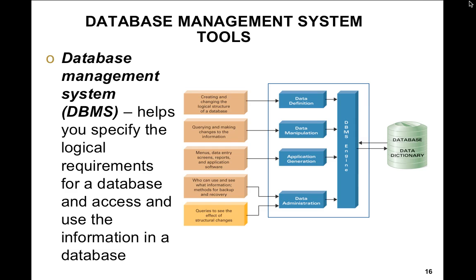So it helps you specify logical requirements of the data, and access and use information in the database. Here, it's really hard to see this stuff, but as an example, creating and changing the logical structure of the data. You do it through the data dictionary, the data manipulation, application generation, application tools, data administration, all going through what's called a database engine, which is really part of this big circle they draw on all the charts that says database. And it looks something like a storage canister, usually, when they draw pictures of databases.